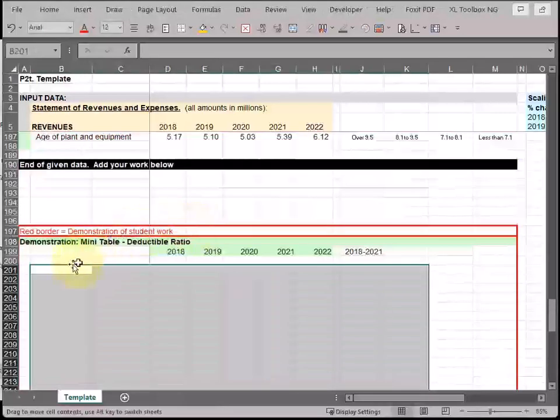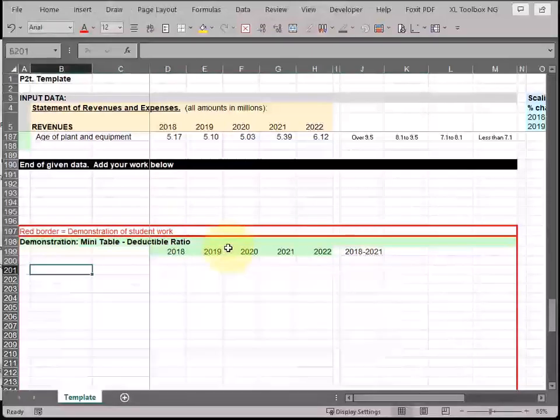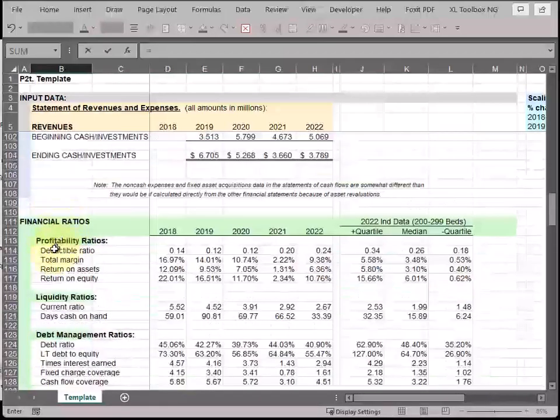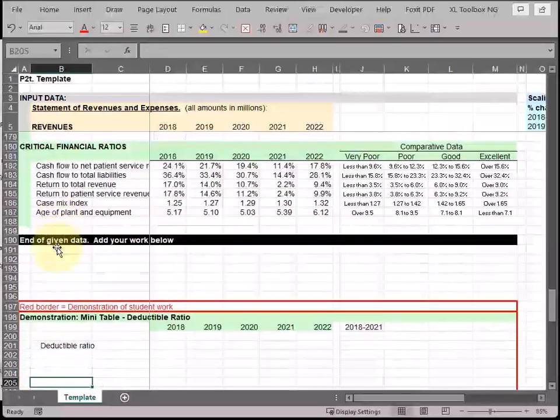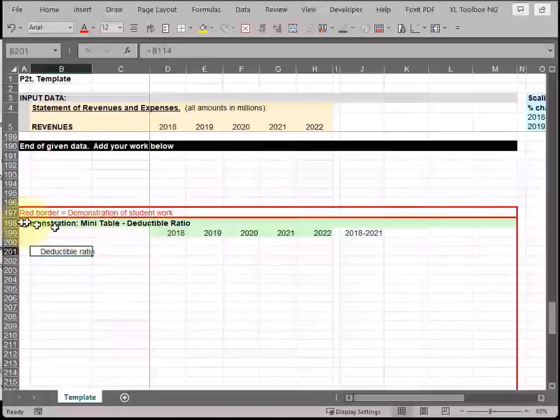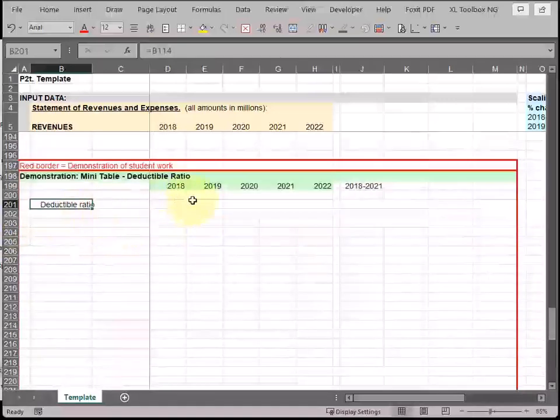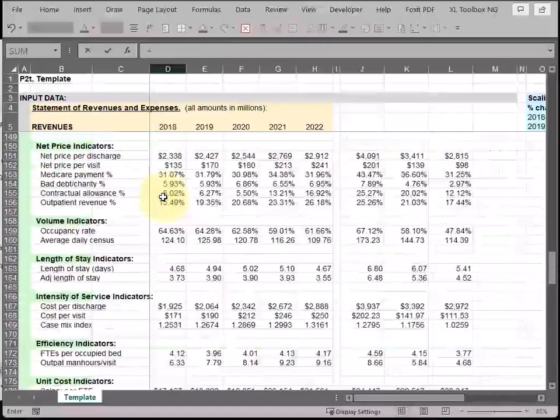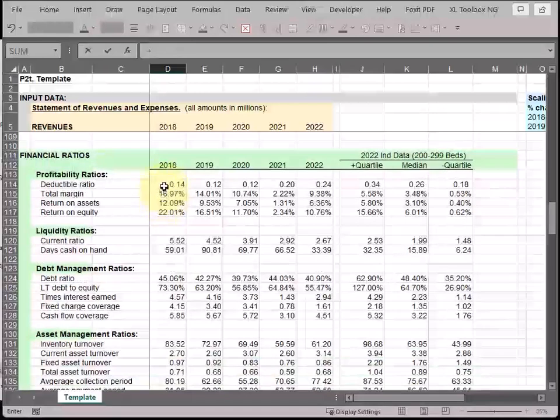So let's start with the actual ratio itself. We're going to talk about deductible ratio, so we're just going to borrow the text that's up here already. Deductible ratio. There, we've already gotten started. So what's our deductible ratio? I'm calling this a mini table because this is going to go in your document. This will be an important part of the little document that you generate for each ratio. So the deductible ratio, and we know that the numbers are already computed above, so we're not going to have to recompute that, but there they are right there.